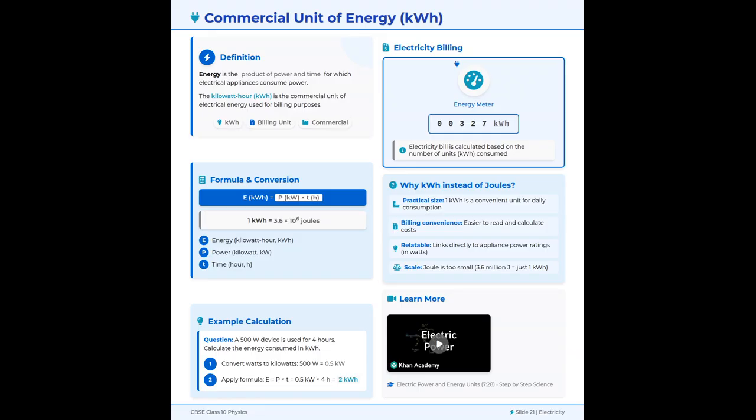Being familiar with all three forms and knowing which one to use for a problem can make your calculations so much quicker and more efficient.